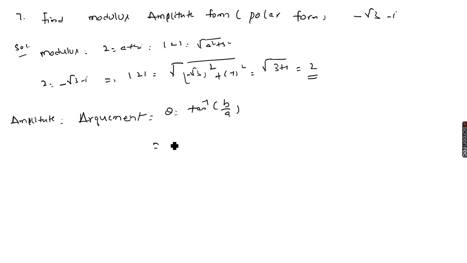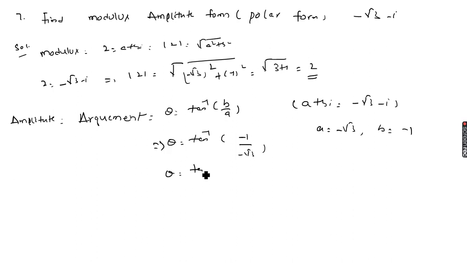Theta equals tan inverse of b by a, that is tan inverse of minus 1 by minus root 3. So we compare that a plus bi equal to minus root 3 minus i. From that, a equal to minus root 3 and b equal to minus 1. So finally we get theta equal to tan inverse of 1 by root 3. So 1 by root 3 in tan is nothing but tan 30, so it is pi by 6. Therefore theta equal to pi by 6.